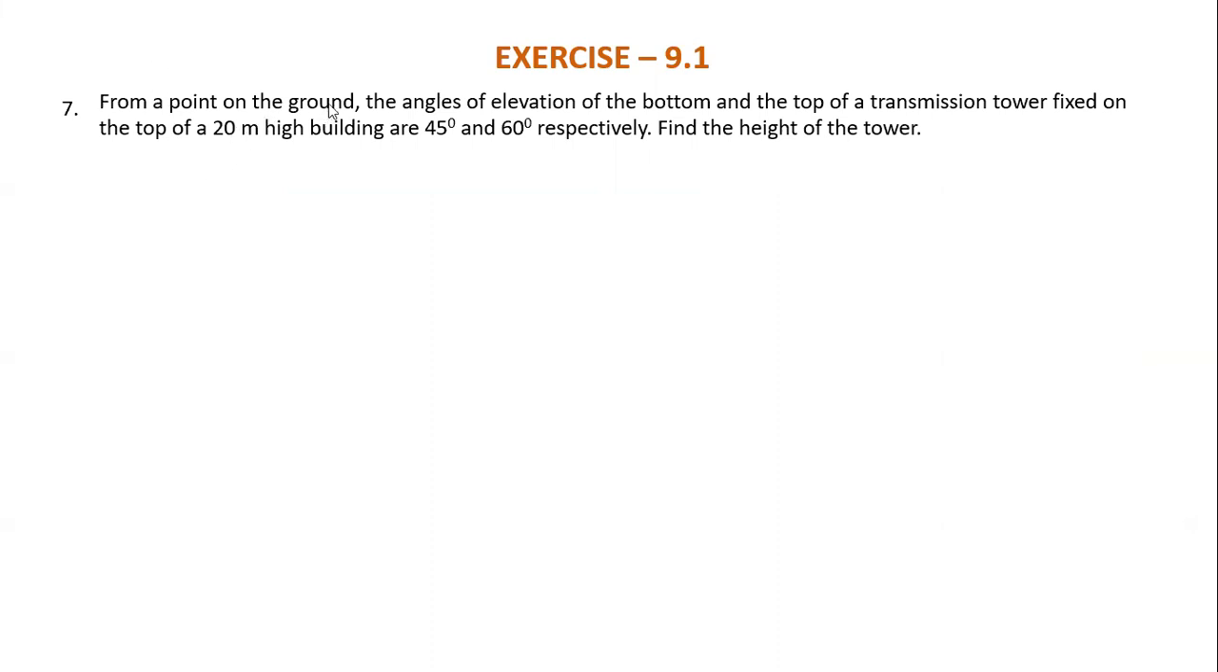From a point on the ground, the angle of elevation of the bottom and the top of a transmission tower fixed on the top of a 20-meter high building are 45 degrees and 60 degrees respectively. Find the height of the tower. Okay, there is a building. On top of the building, there is a tower, and a man is looking at the top of the building and top of the tower.